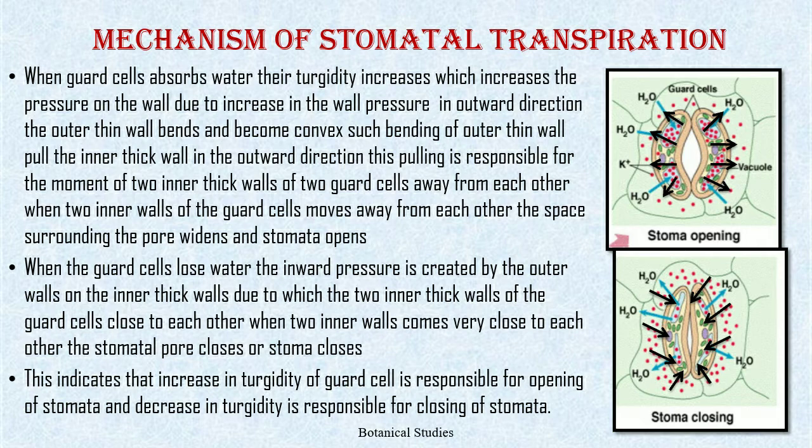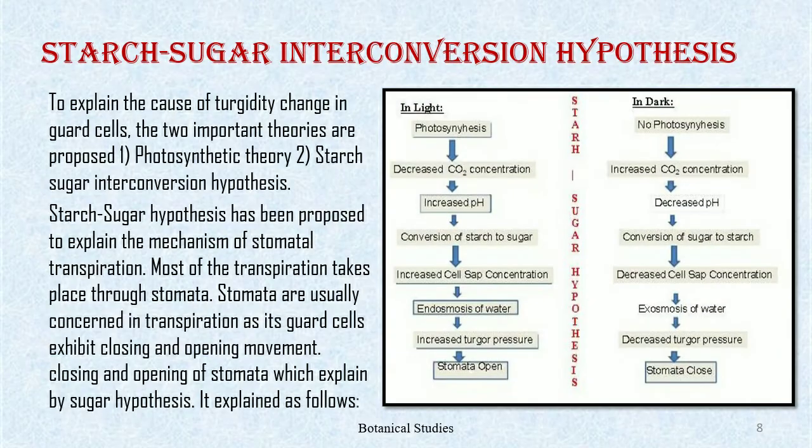When the guard cells lose water, inward pressure is created by the outer walls on the inner thick walls, due to which the two inner thick walls of the guard cells come close to each other. When the two inner walls become close to each other, the stomatal pore closes, or the stoma closes. This indicates that an increase in the turgidity of the guard cell is responsible for opening of the stomata, and a decrease in the turgidity is responsible for closing of stomata.